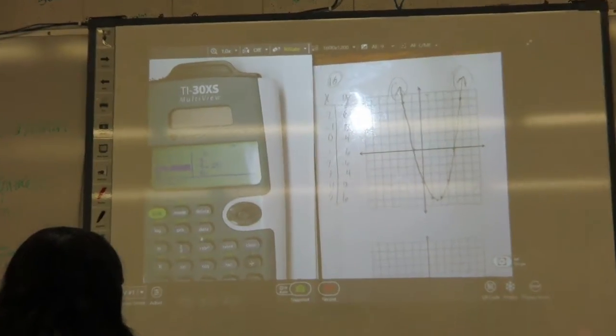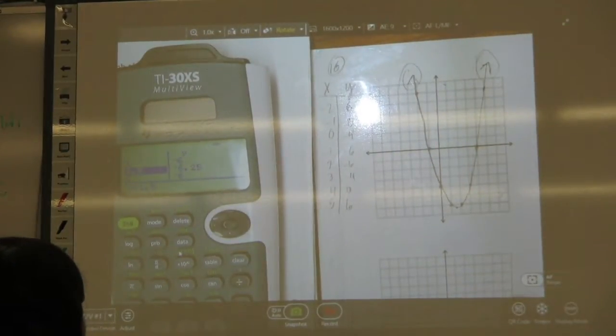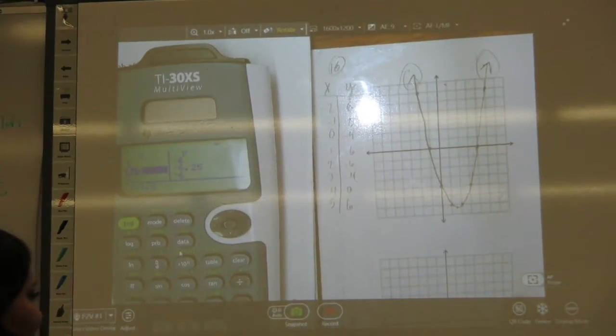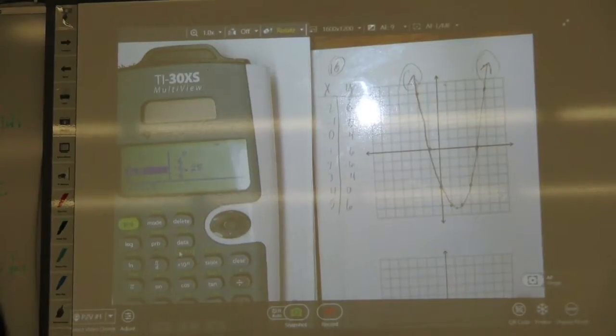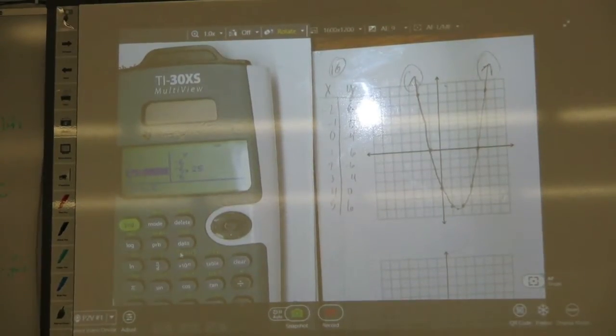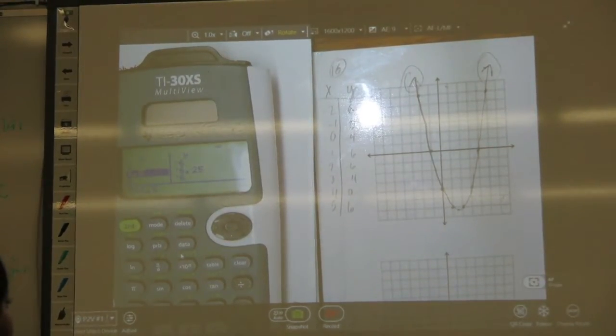Miss Kerr, you should give us rewards when we're smart. I do, it's called an A. Well, that may not be when you're smart. You're all smart. I give you the A's.